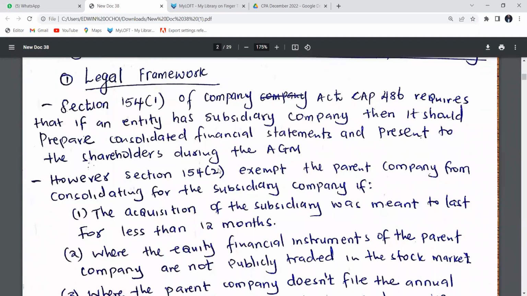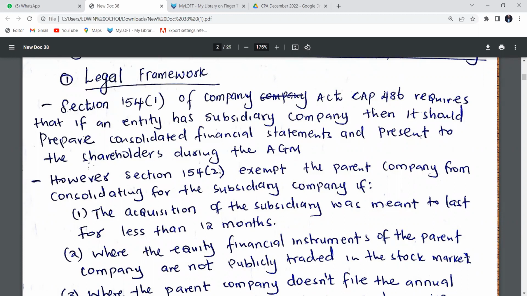The parent must do the consolidation of those investee companies, which is a subsidiary, and present during the AGM. It presents to who? Shareholders during the AGM. But now there are circumstances whereby you will find that the parent can be exempted in doing what? In consolidating for subsidiaries.